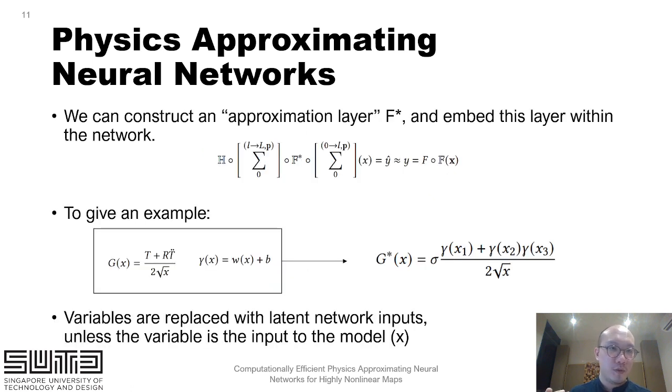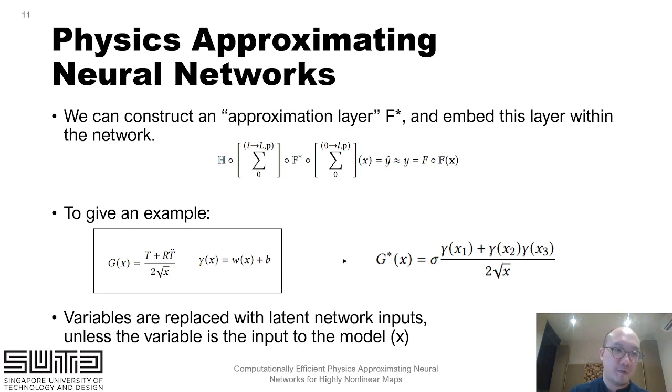So for this topic of physics approximating neural networks, we will construct an approximation layer F and embed this layer within the network. I'll show more details about that later. But we'll call this approximation layer F star.